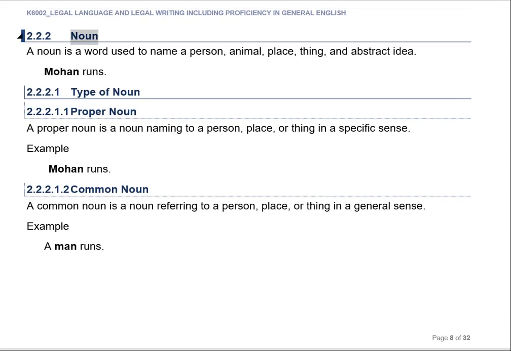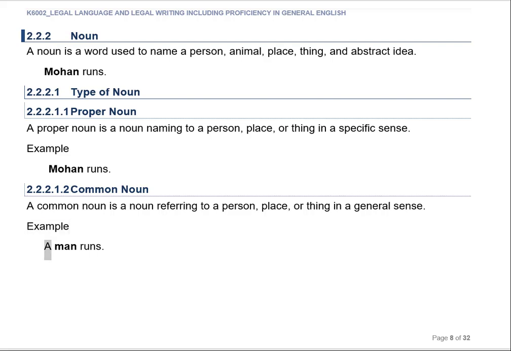Noun. A noun is a word used to name a person, animal, place, thing, or abstract idea. Mohan runs. Types of noun. Proper noun. A proper noun is a noun naming a person, place, or thing in a specific sense. Example, Mohan runs. Common noun. A common noun is a noun referring to a person, place, or thing in a general sense.